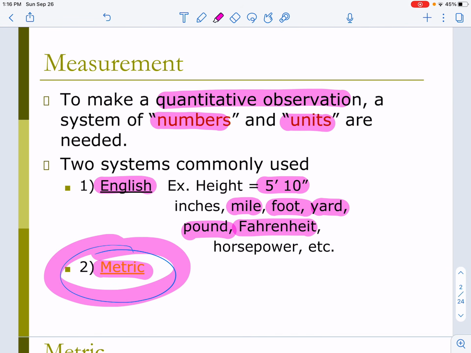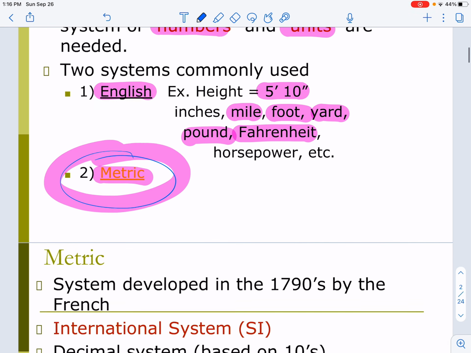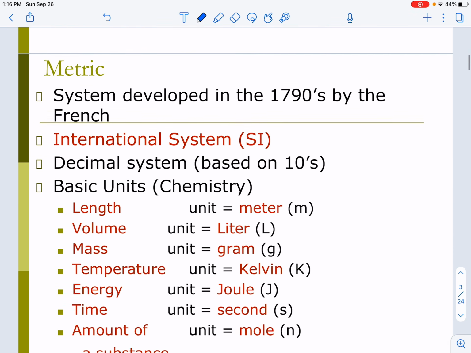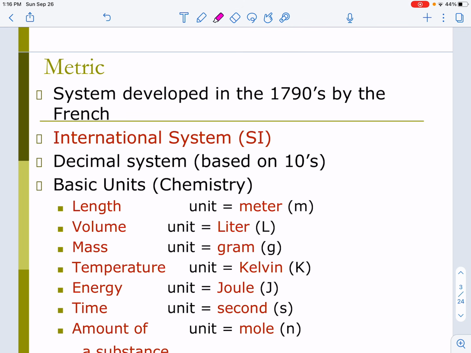So, by standardizing measurement, we are able to buy, sell, and trade goods. But in science, we're able to speak the same mathematical language. And so we use the metric system in science. The metric system was developed, as we heard, in the 1790s by the French. It's called the International System, abbreviated SI because the French would call it Système International, which stands for SI.